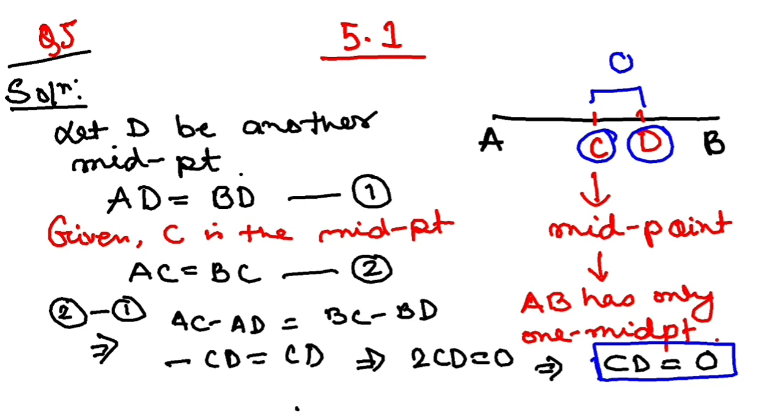That means C and D are exactly same point. That means the line AB has only one midpoint, either C or D. That means any line can have only one midpoint, right? So this is the solution for question number 5. There is one more question based on this axioms. Let us try to discuss that one.